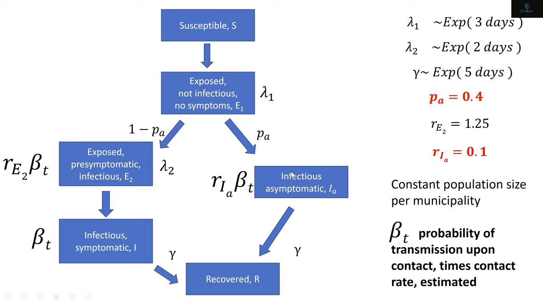And when you are asymptomatic, then you are infectious. Yes, you are, but only 10% of what you are if you are symptomatic. And then there is this very famous and crucial parameter beta, which is essentially called the reproduction number, which is the probability that you transmit your infection to other people if you are infected.